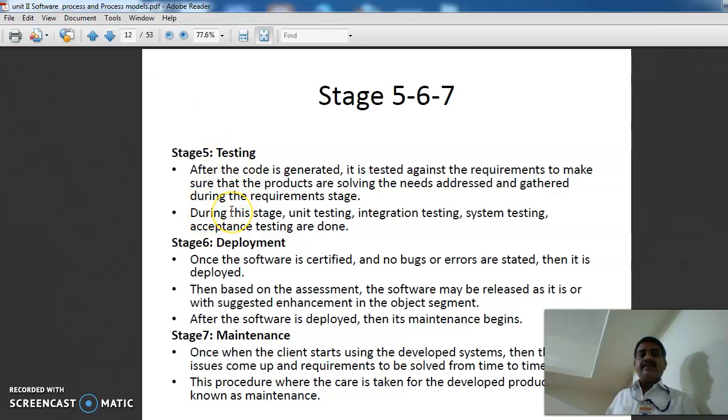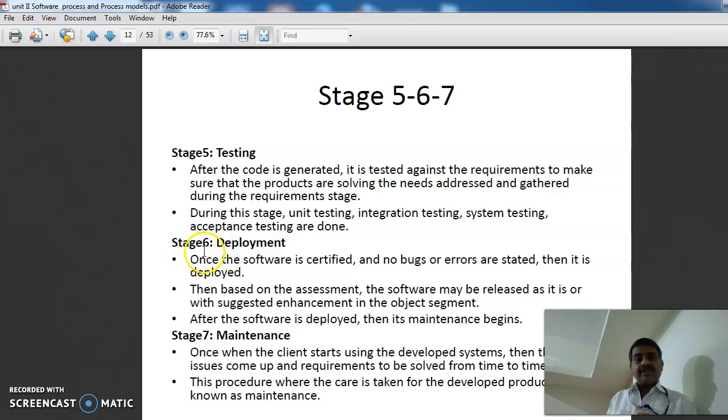Now testing. After completion of the coding, after the code is generated, it is tested against the requirements to make sure the product is solving the needs addressed and gathered during the requirement stage. During this stage, unit testing, integration testing, system testing, and acceptance testing are done.